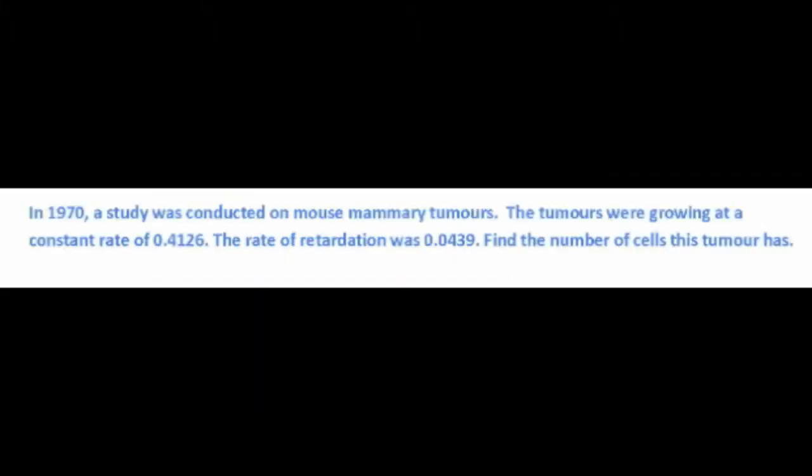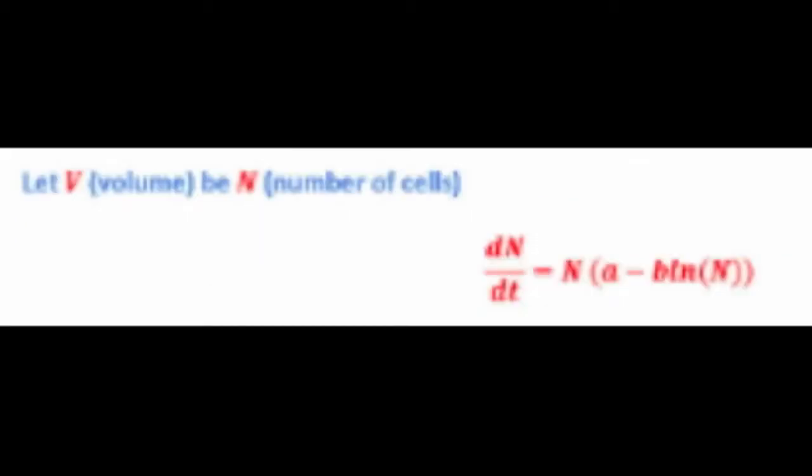In 1970, a study was conducted on mouse mammary tumors. The tumors were growing at a constant rate of 0.412. The rate of retardation was 0.0439. Find the number of cells this tumor has. Let V be the volume and N be the number of cells.